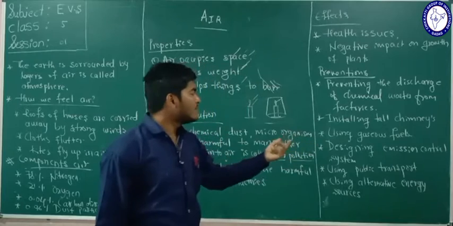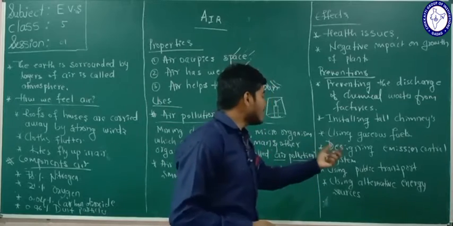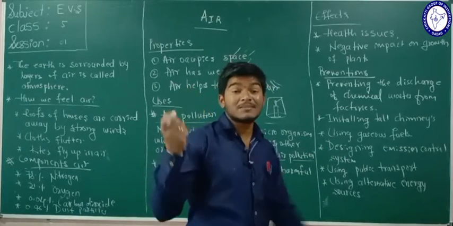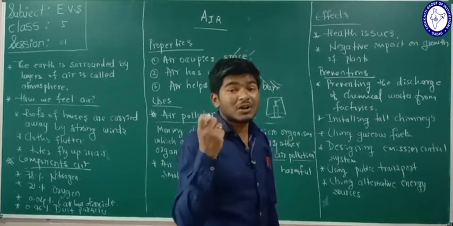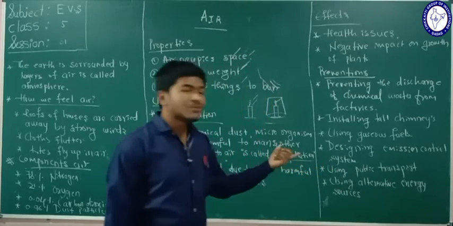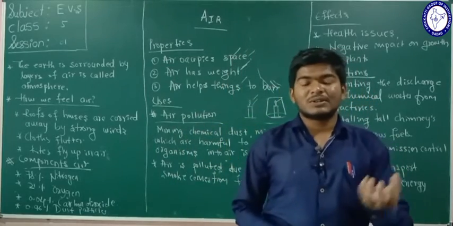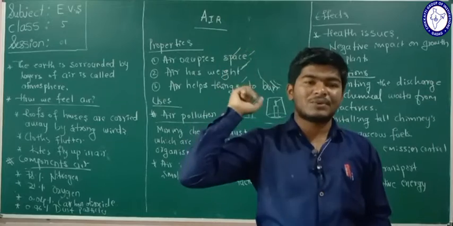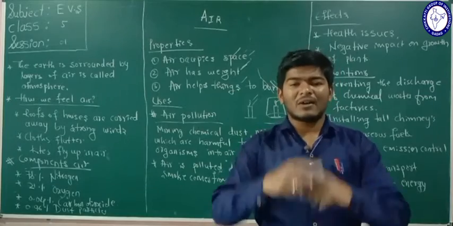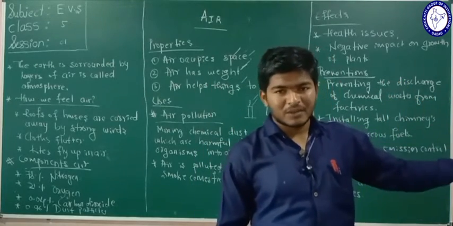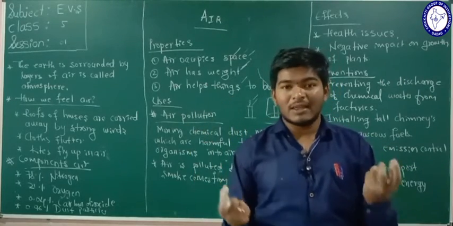And designing emission control systems. We have to design different types of electronic emission control systems for the vehicles. And using public transport. We have our own vehicles, our bikes and cars, isn't it? But nowadays government buses are present for all places. If we use the government buses, there is no need to buy our own vehicles.